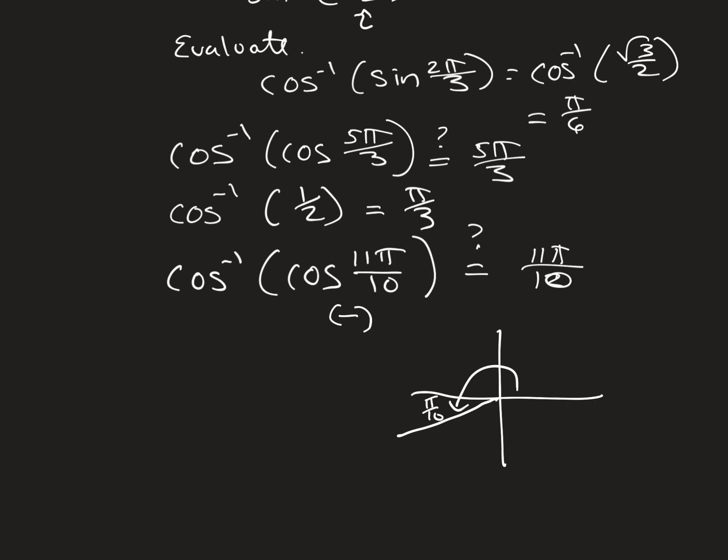So what is the quadrant 2 angle that would get the same ratio as cosine 11 pi over 10? Well, it would have that same reference angle, pi over 10, but it would be in quadrant 2. So the answer here, instead of being 11 pi over 10, it would be 9 pi over 10. So those types of problems are interesting.